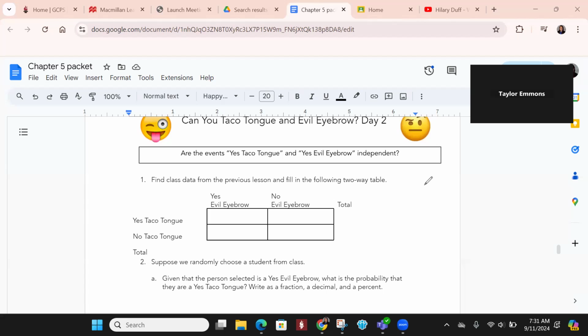Going back to Nova's question about independent events. This was our formula for independent.